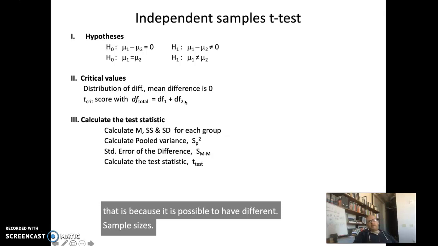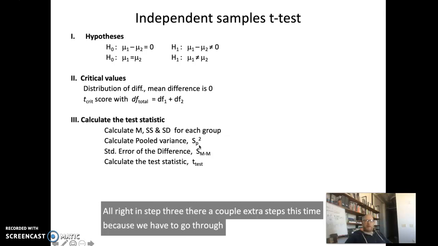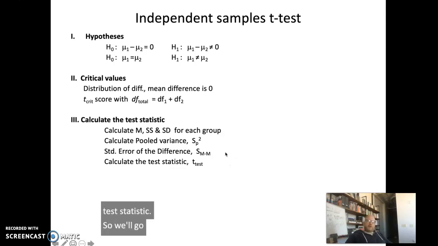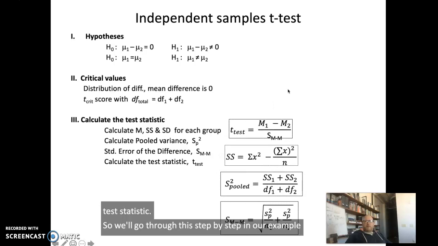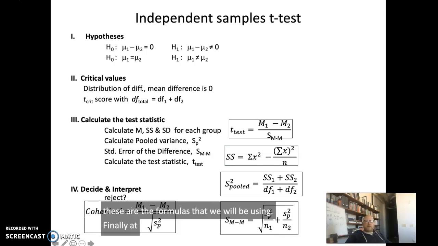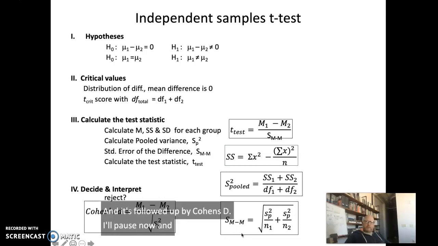All right, in step 3, there are a couple extra steps this time because we have to go through the pooling process and finding the standard error before we get to the test statistic. So we'll go through this step by step in our example, and these are the formulas that we will be using. Finally, at the end, we decide if we reject the null hypothesis or not, and that's followed up by Cohen's d. I'll pause now and let you take any notes you want from the screen. Okay.